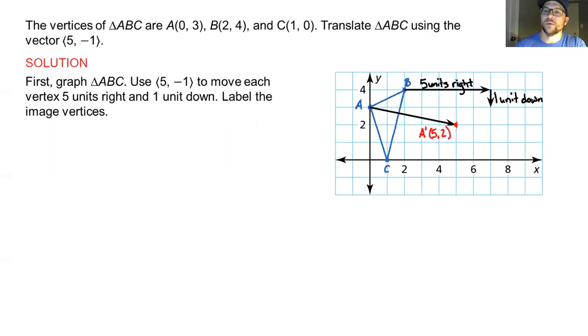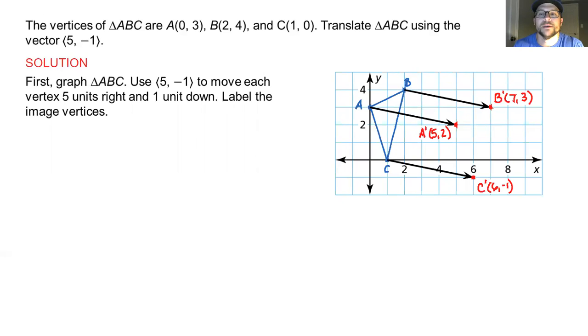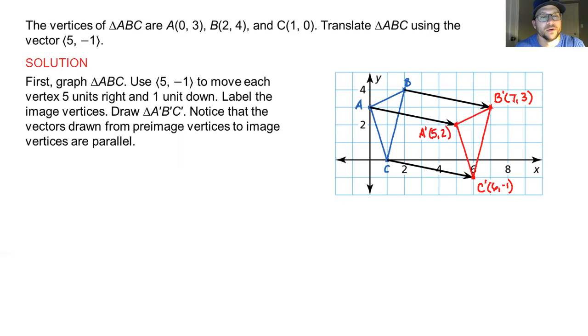Then we're going to do the same thing with our coordinate point B. 5 units to the right and 1 unit down. And then finally our C. So those are the new image of the triangle ABC. Go ahead and connect the dots. And it should be the exact same shape, just moved in a different area.